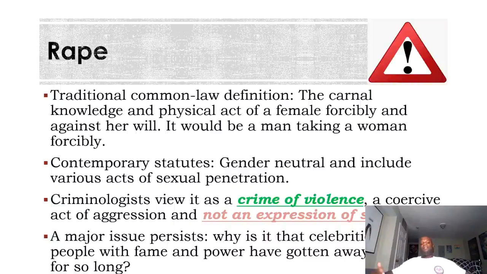This led to me having a great discussion in class about this major issue. Why is it that celebrities and people with fame and power have gotten away with it for so long? Some of the answers I've gotten include, one, because when you have celebrity and power, a person is more likely to submit to their will because they know that this person with power can bury them before they get started.